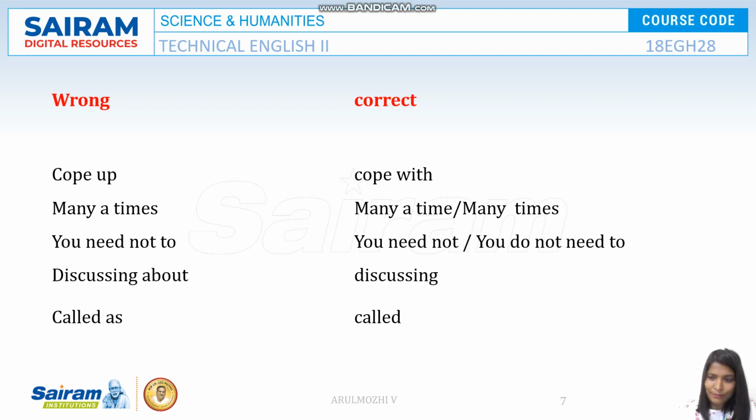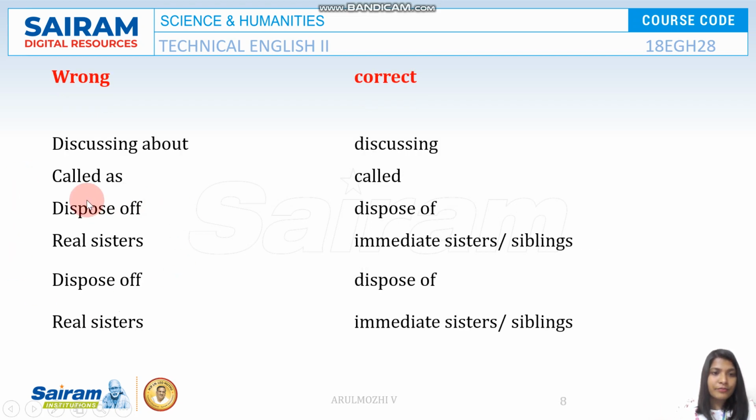There is no called as, but it is very familiar among all. Saying it is called as, it is called as, like that. But it is always only they called it funny. Okay, that's it. Then, dispose of. There is no dispose off, only dispose of. And it is very common among us to say they are real sisters. It is not real sisters. Either they are immediate sisters or siblings. You can say Rekha and Rachel are immediate sisters or they are siblings.